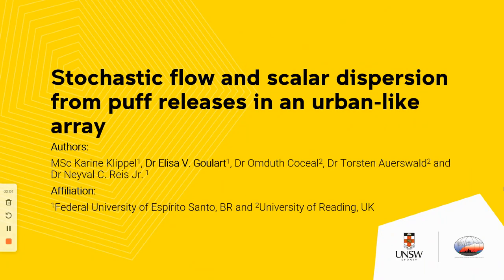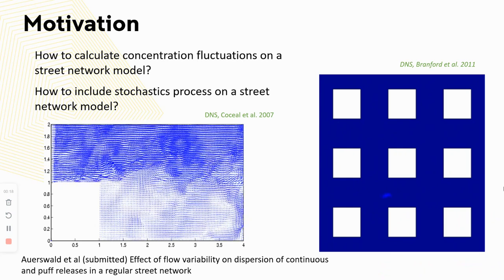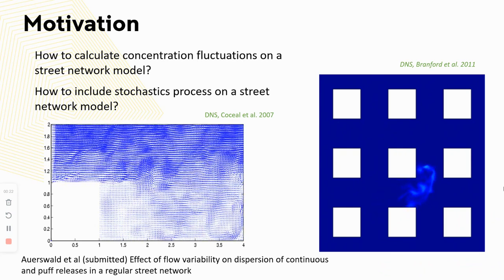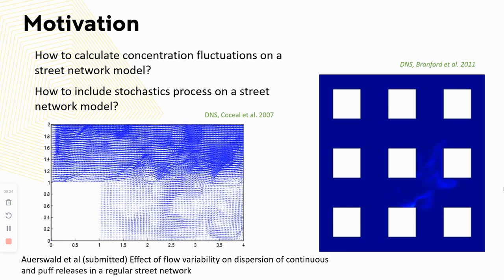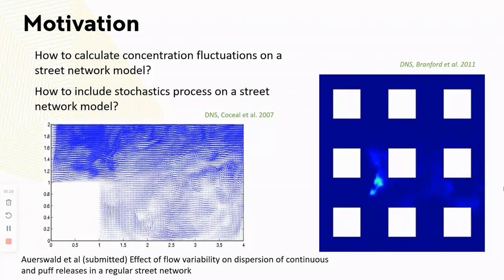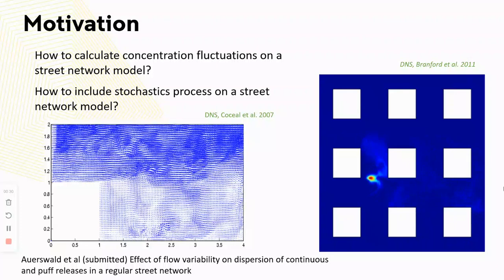Okay, so we're talking about stochastic flow and scalar dispersion from flux release in urban light arrays. This is part of the PhD of my student, and I'll try to explain what she's doing. The idea is to study why the flow is stochastic and how to include this kind of process in street network models.